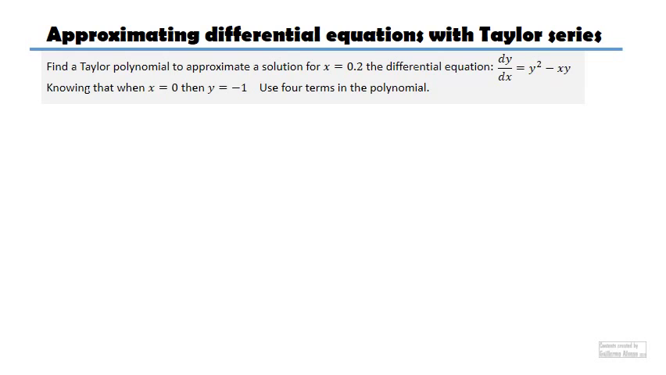So they're asking me to find a Taylor polynomial to approximate the solution for x equals 0.2. And in this differential equation, y prime is y squared minus xy. And I know that when x equals 0, y is equal to minus 1. And it's specified to just use 4 terms in the polynomial.